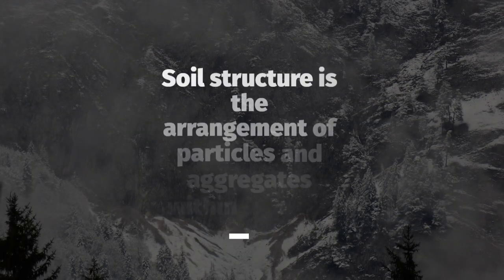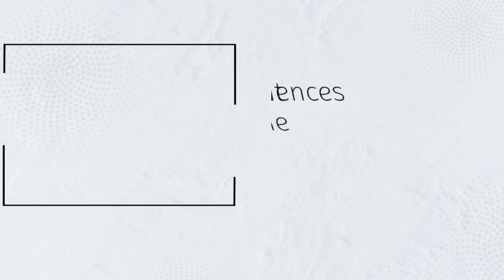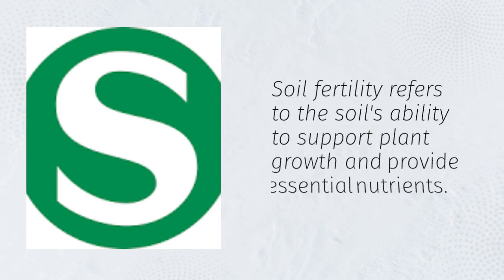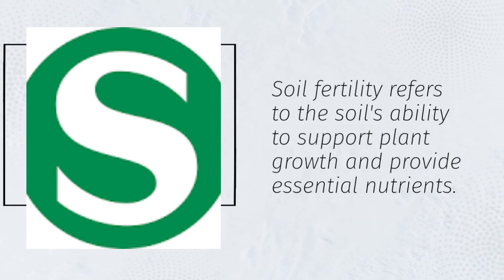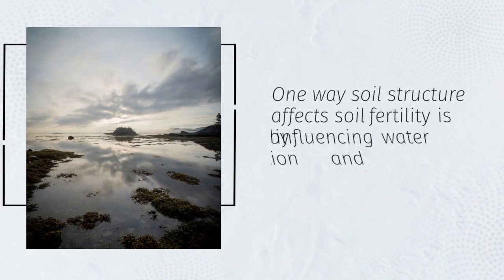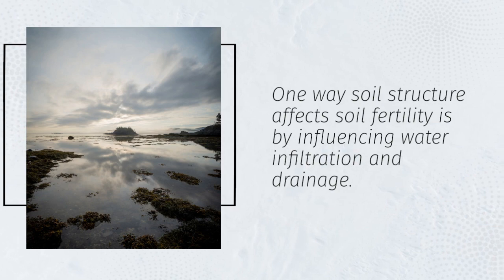Soil structure is the arrangement of particles and aggregates within the soil. It influences how the soil holds water, air, and nutrients. Soil fertility refers to the soil's ability to support plant growth and provide essential nutrients. One way soil structure affects soil fertility is by influencing water infiltration and drainage.